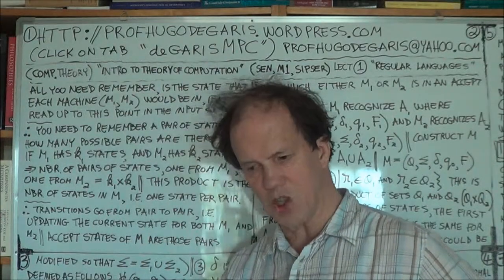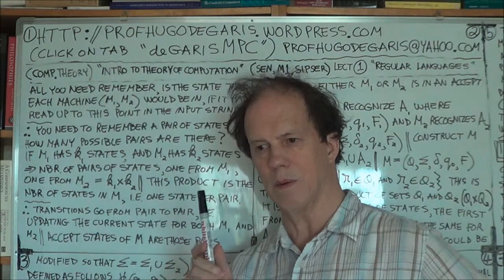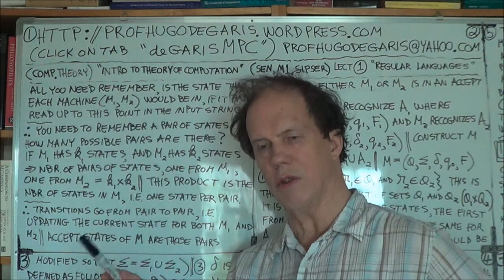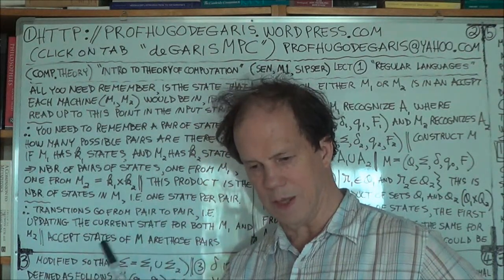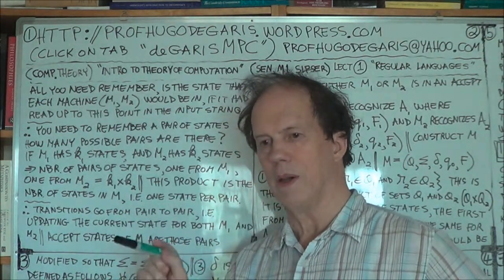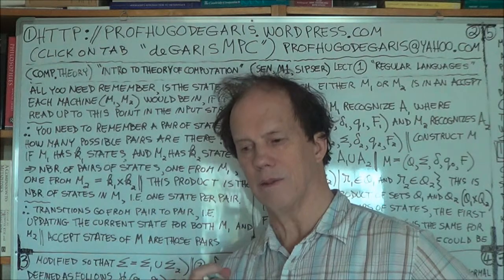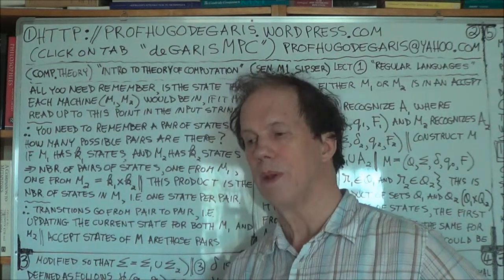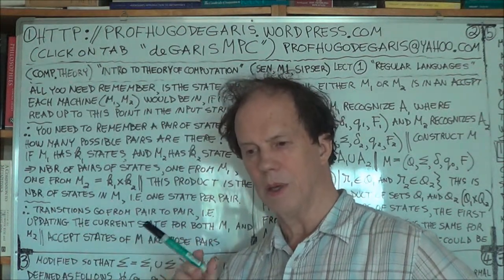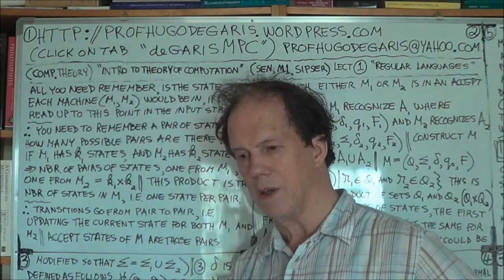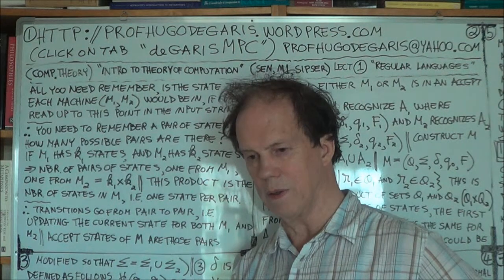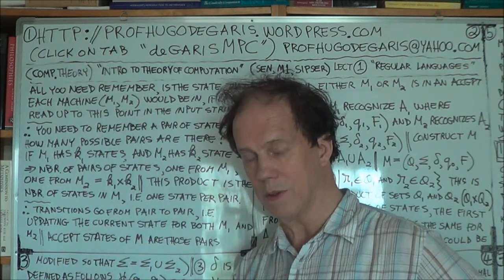So by finding this machine M, if we can do that, then we've found a machine M that recognizes the union, A1 union A2. And if that's the case, therefore, that union, A1 union A2, has a finite automaton, M, that recognizes it. And therefore, by definition, that A1 union A2 is a regular language. Okay?